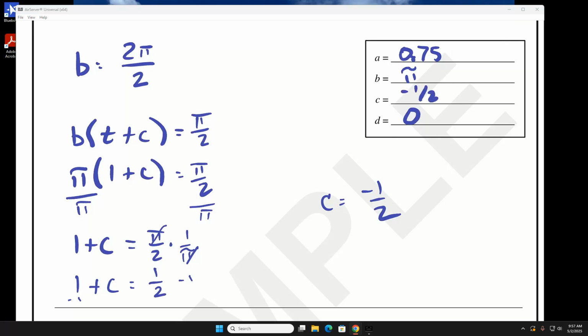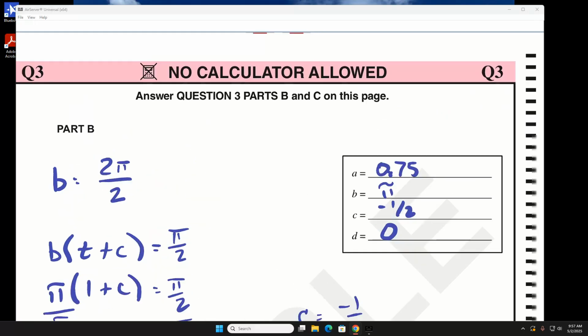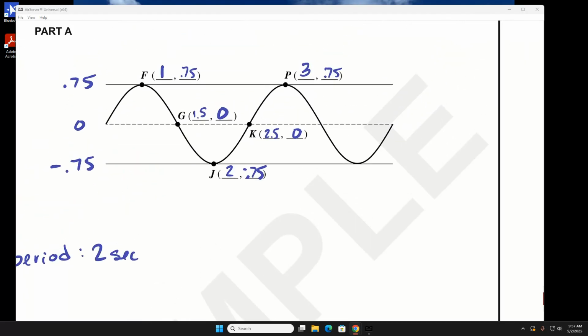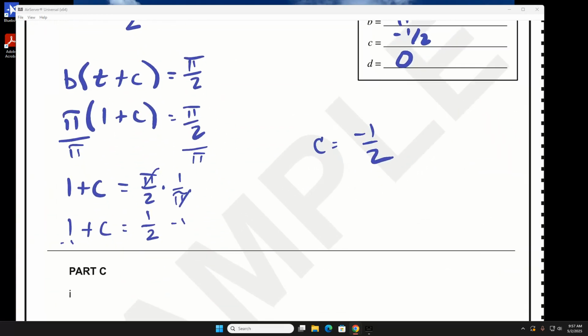If I'm not mistaken, this is a 2-point question. You get 1 point for getting A and D correct, and then 1 point for getting B and C correct. On this first one, I need to look it up, but I feel like you get 1 point for all of the T values correct, and then 1 point for all of the H values. So it's a 2-point question.